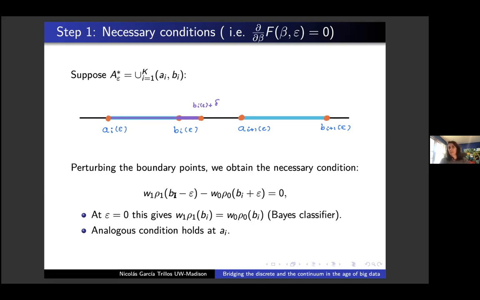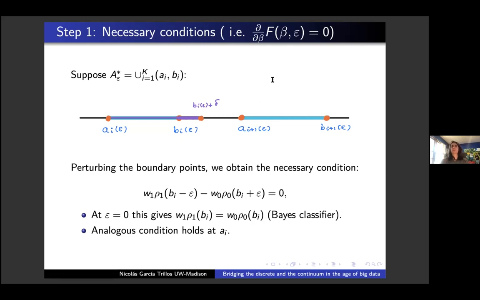Of course, this is for one specific endpoint, but you can do this for all the endpoints, and not only for right endpoints, but also for left endpoints. When epsilon is equal to 0, that's a special case. This is a general case of the special case epsilon equals 0, which is the condition that describes the Bayes classifier. The Bayes classifier boundary is determined by those points for which the weighted conditional distributions agree. So that generalizes that condition, and that's the first step.